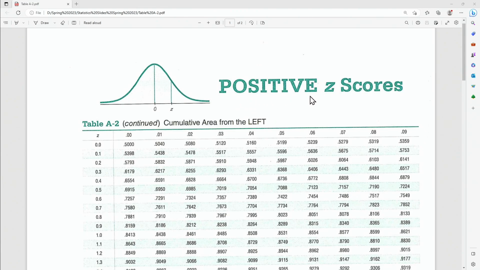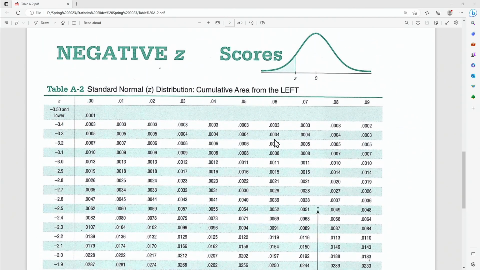This page says positive z-scores. You can see from this picture, it's a little hard to note, but here's our z-score, and these numbers in the middle represent the area to the left of that z-score, the cumulative area from the left. Then you can also have negative z-scores. So the other page is for negative z-scores. Here our z-score is negative, so it would be a number smaller than 0. But these numbers in the body of the table represent this area right here, the area to the left of that z-score.